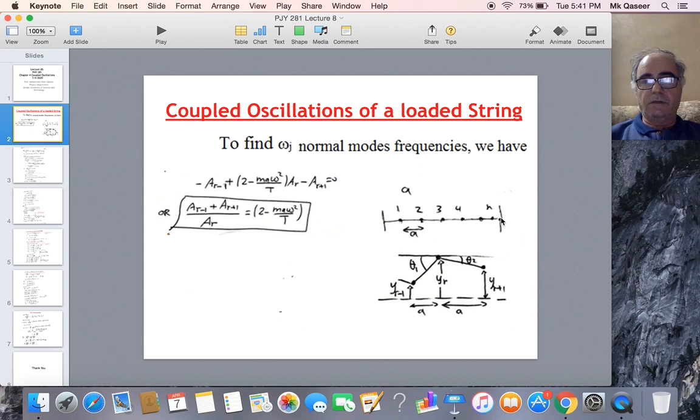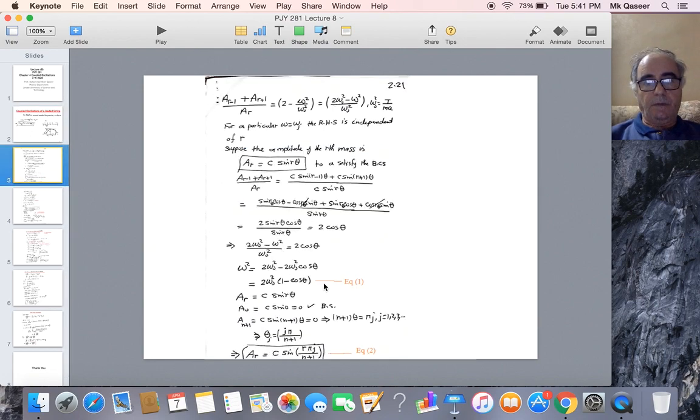n plus 1 is the right end of the string, so the sine of n plus 1 theta is 0. It means that the argument of the sine function must be an integer j times pi, where j is equal to 1, 2, 3, etc. Therefore theta sub j, I give an index j for theta now, is equal to j pi over n plus 1.